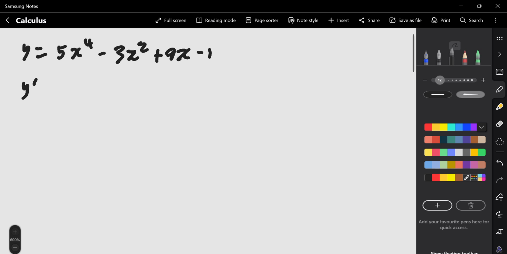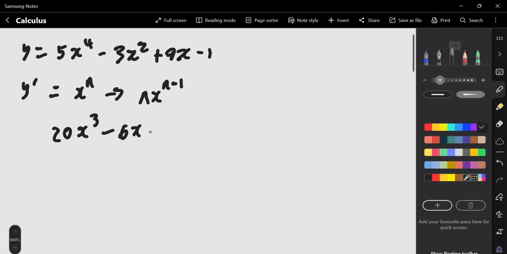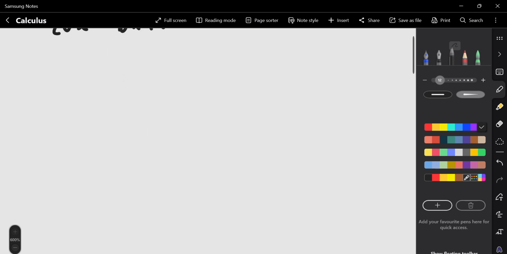So the formula is if we have x to the n, it's going to become nx to the n minus 1. So pretty simple. Let's start with our first function here, 5x to the 4. Well, we're going to bring down the power. We're going to get 20x. Take one away from the power. 20x cubed minus 6x plus 7. Simple, right?